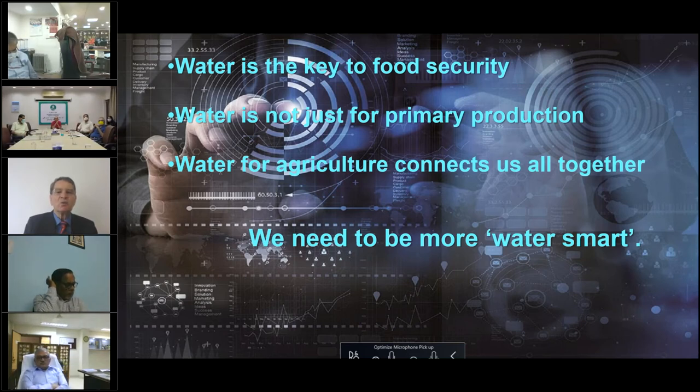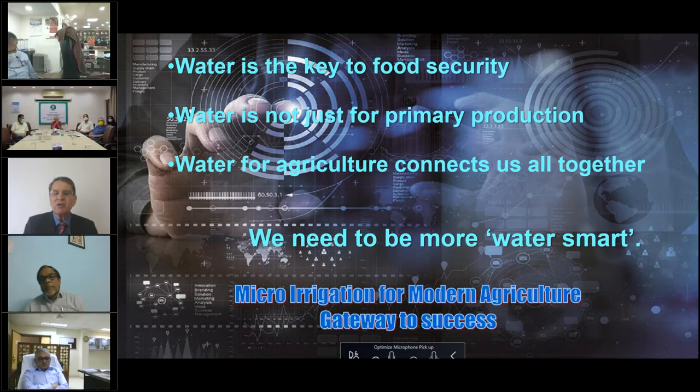And we know that water is the key to food security. Water is not just for primary production. Water for agriculture connects us all together, and we need to be more water smart. We need to apply the knowledge that we are going to learn over the next 3 months in terms of micro-irrigation, how to transform and to have a modern agriculture, because that is the gateway to success.